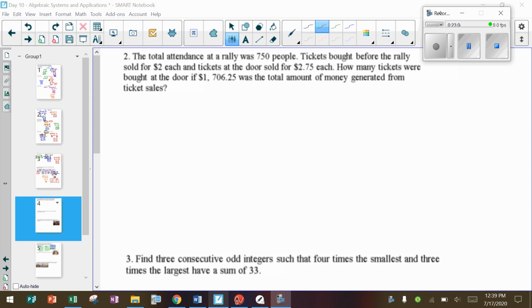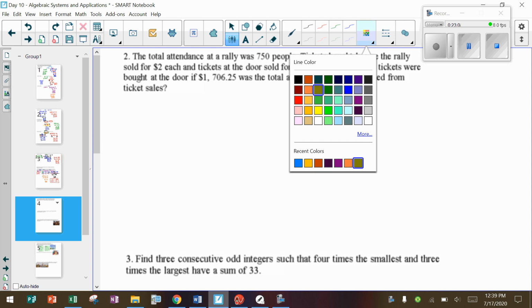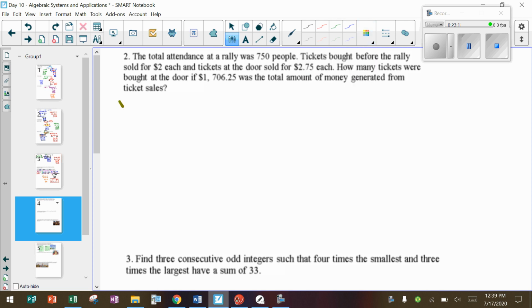So we have two types of tickets, and that's what we're going to use for our let statement. We have to define the variables. That means tell me what the letters you are using mean in the problem. So if X is the tickets sold beforehand, and Y will be the tickets sold at the door, and according to this, they sold 750 tickets. So the total number of tickets before and at the door ended up 750 tickets.